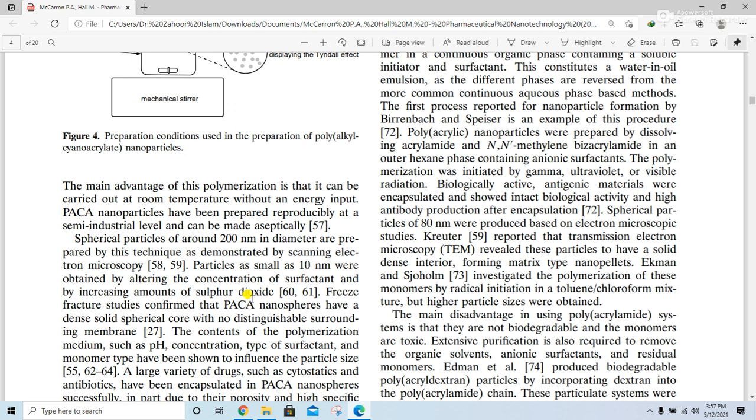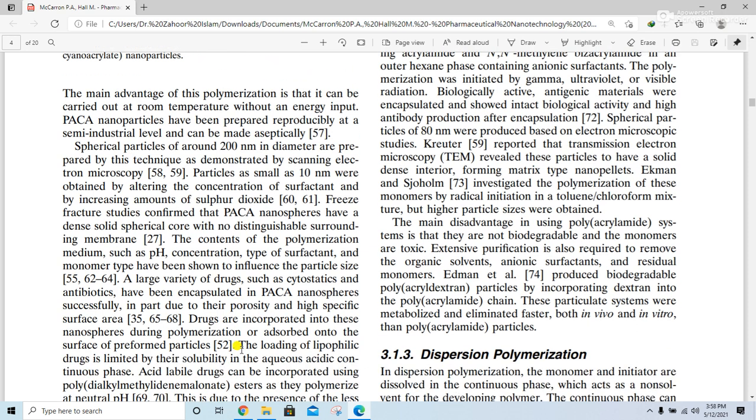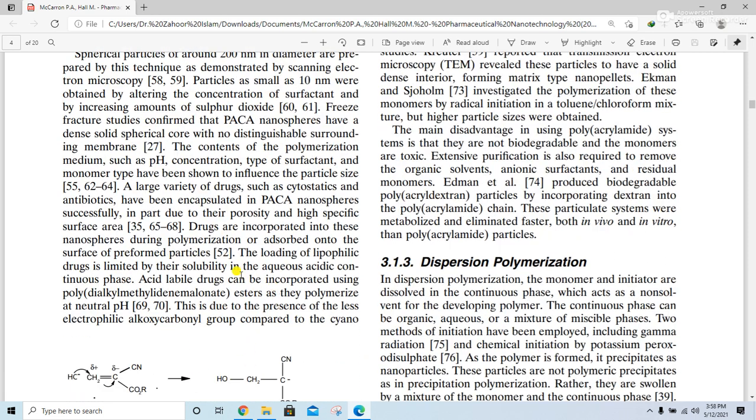Freeze fracture studies confirmed that PACA nanospheres have a dense solid spherical core with no distinguishable surrounding membrane. The content of the polymerization medium, such as pH, concentration, type of surfactants and monomer type, has been shown to influence the particle size. A large variety of drugs, such as cytostatics and antibiotics, have been successfully encapsulated in PACA nanospheres due to their porosity and high specific surface area. Drugs are incorporated into these nanospheres during the polymerization or adsorbed onto the surface of the preformed particles.